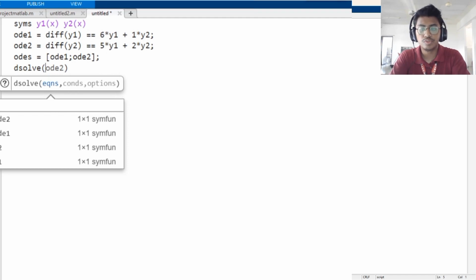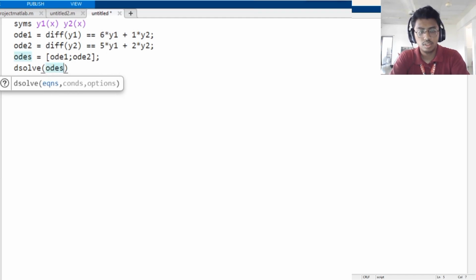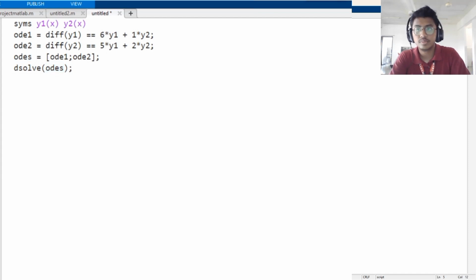Next, we need to use function dsolve on the bracket ODES, same as the top, semicolon. Don't forget to put semicolon.